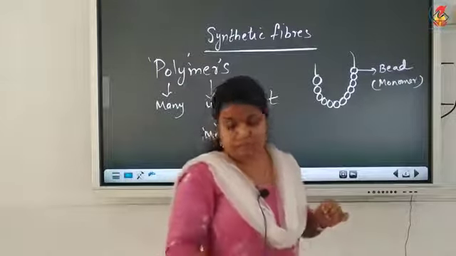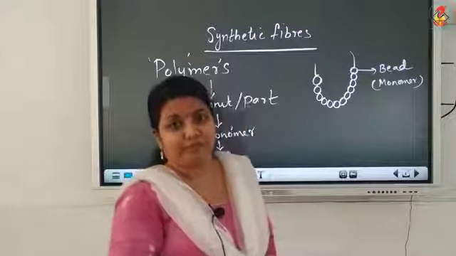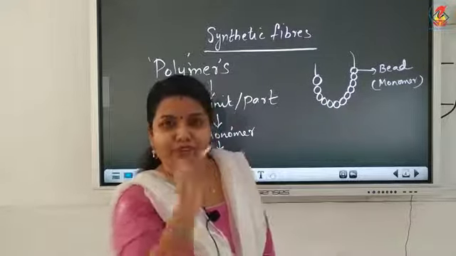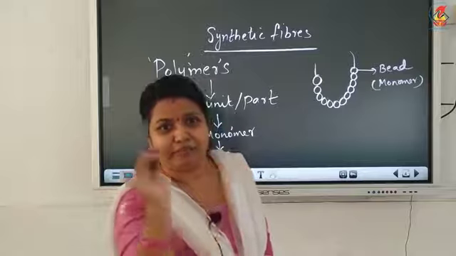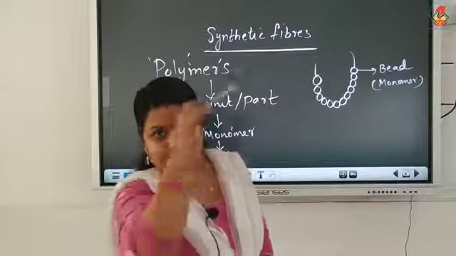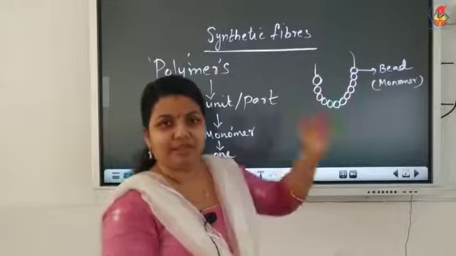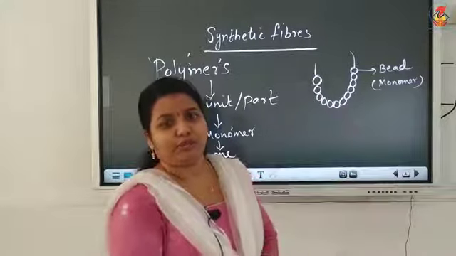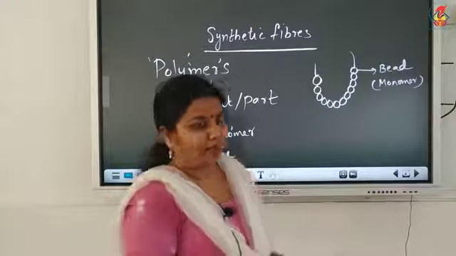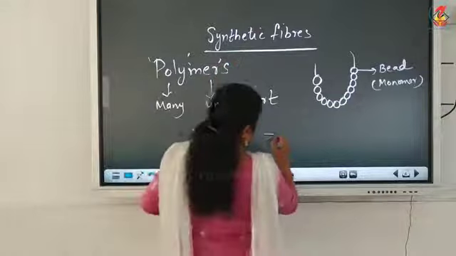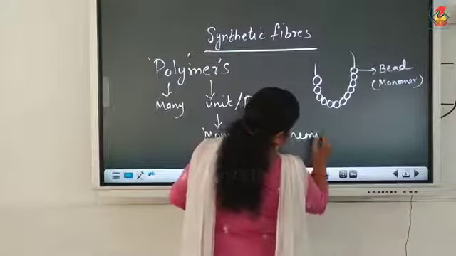Similarly, one more diagram is given there. Many paper clips are connected together to form a chain of paper clips, where each individual paper clip is similar to the monomer, and the large single chain that you get is known as the polymer. So these are just examples, but when you consider synthetic fibers, each repeating unit, monomer, is a chemical substance.